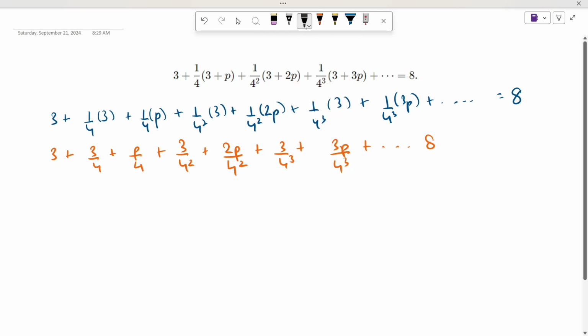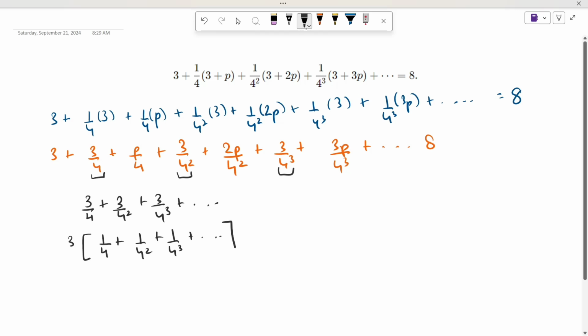See, this is 3 upon 4, and this is 3 upon 4 square. This is 3 upon 4 cube. So we know that if we write this down here, 3 upon 4 plus 3 upon 4 square plus 3 upon 4 cube, and this ultimately goes on. This is a geometric progression. If we just common out 3 and we leave the remaining terms, that is 1 upon 4 plus 1 upon 4 square plus 1 upon 4 cube, this is an infinite geometric progression. So we can calculate this.